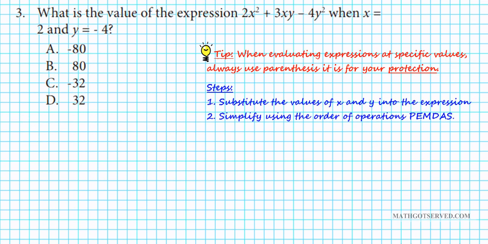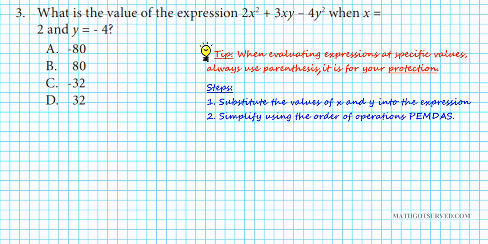All right, let's take a look at problem 3. It reads, what is the value of the expression 2x squared plus 3xy minus 4y squared when x is equal to 2 and y is equal to -4? Now this is a tip. When you're evaluating expressions at specific values, you always want to use parentheses. Okay, it is for your protection. It helps you avoid errors associated with grouping, order of operations, or resolution of negativity. So keep that in mind.